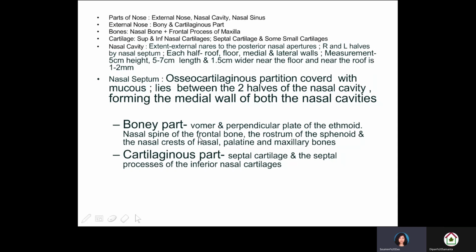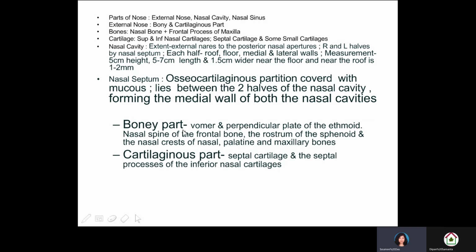Next is the nasal spine of the frontal bone and the rostrum of the sphenoid. Rostrum means the hind part; the rostral surface means the hind part. Next is the nasal crest of the nasal, palatine and maxillary bones. These structures constitute the bony part of the nasal septum.